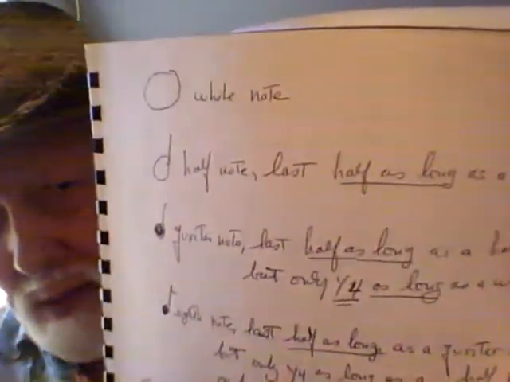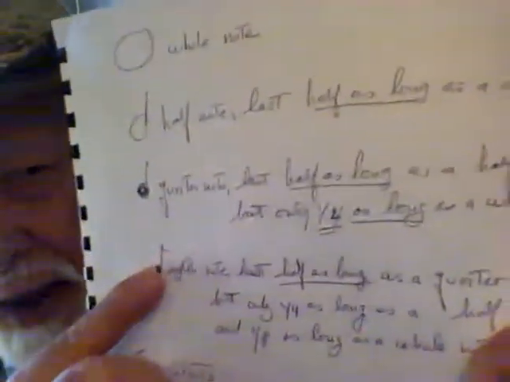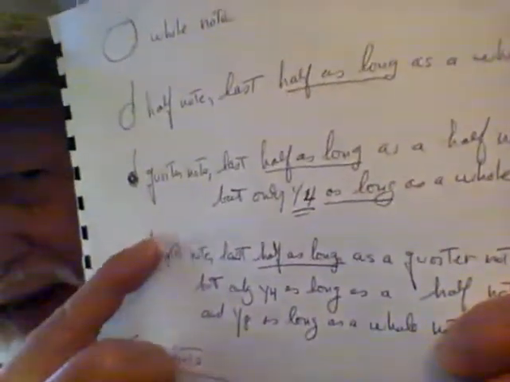Now, first of all, let's take a look at this. A circle is a whole note. That takes long. This one, though, here, a half note lasts half as long as this one over here. A quarter note lasts half as long as this one here. And an eighth note lasts half as long as this one here.